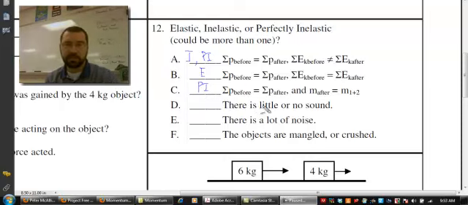There's little or no sound, so if there's little or no sound, that means that most of the kinetic energy is conserved, so this would be elastic. If there's lots of noise, it would be the opposite of elastic, so it would be inelastic or perfectly inelastic, either one, because kinetic energy in both of these is not conserved. And the same thing goes for objects that are mangled or crushed. Remember, elastic objects keep their shape, they're not deformed. In both inelastic or perfectly inelastic, these two are certainly options.